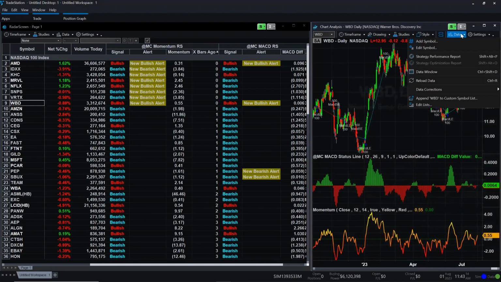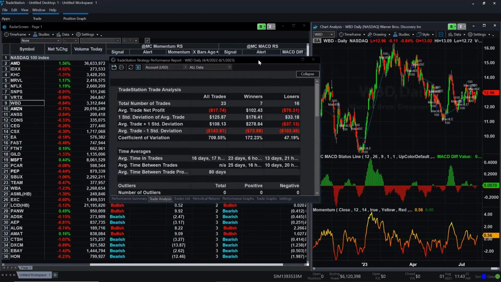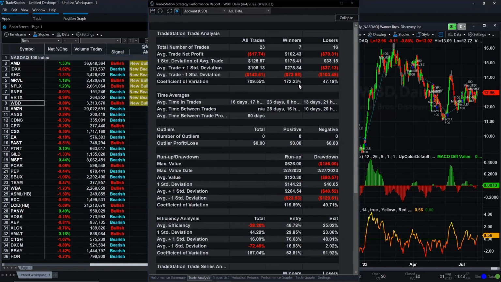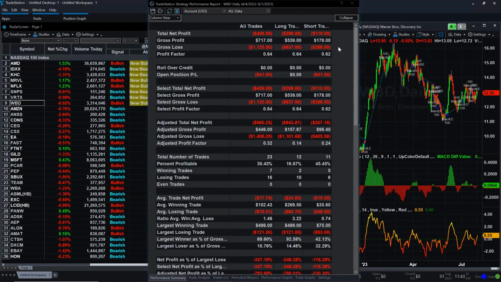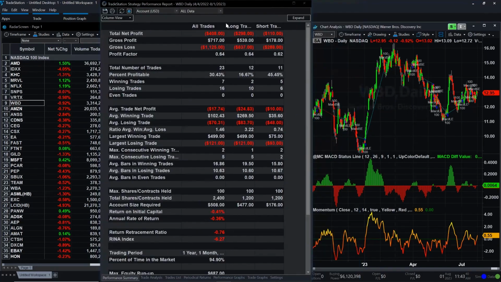Let me go to the data. This is the way that you measure the strategy's performance. You go to data and click on strategy performance report. All right, let me go ahead and pull this over here to the right. Let me stretch it vertically and take a look at the performance summary. I'm going to collapse it, so it gives me a summary of my results. You can see that on this symbol, let me push this over here.